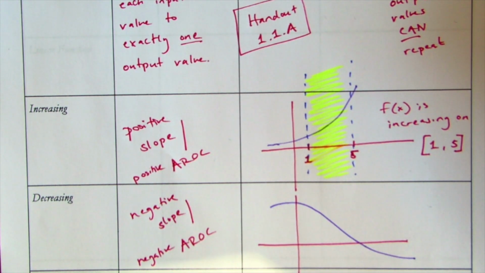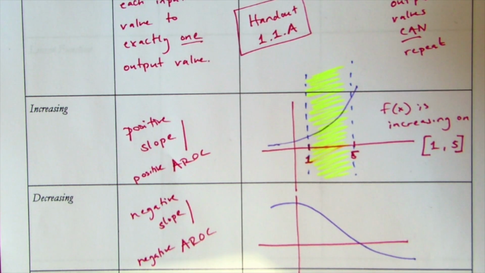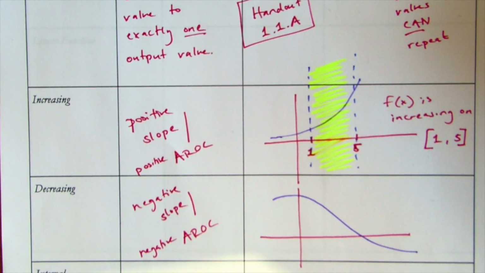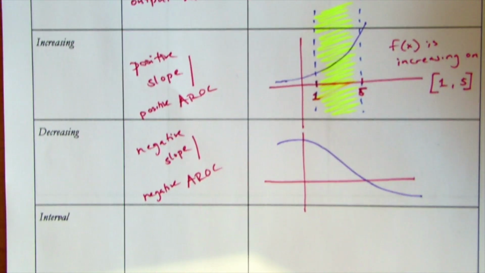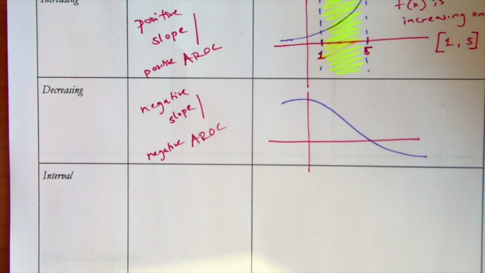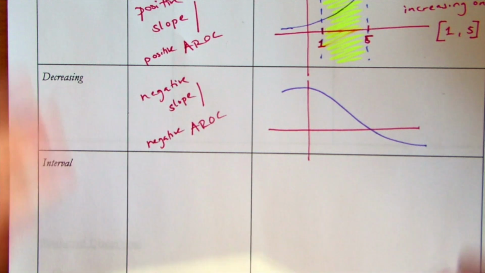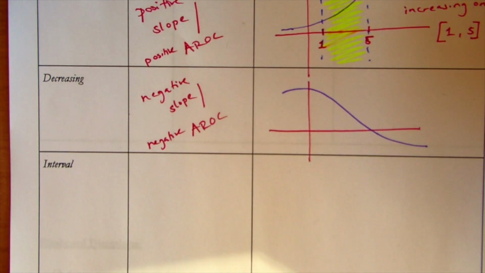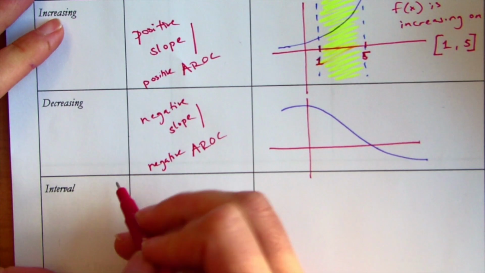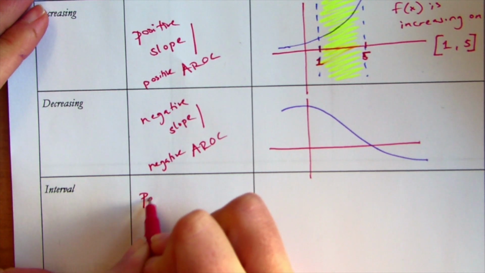Okay, so more about intervals. An interval is a word that came up this unit. It might come up in one or two questions on your test. And the important thing to know about an interval is it's a part or a piece of a graph.